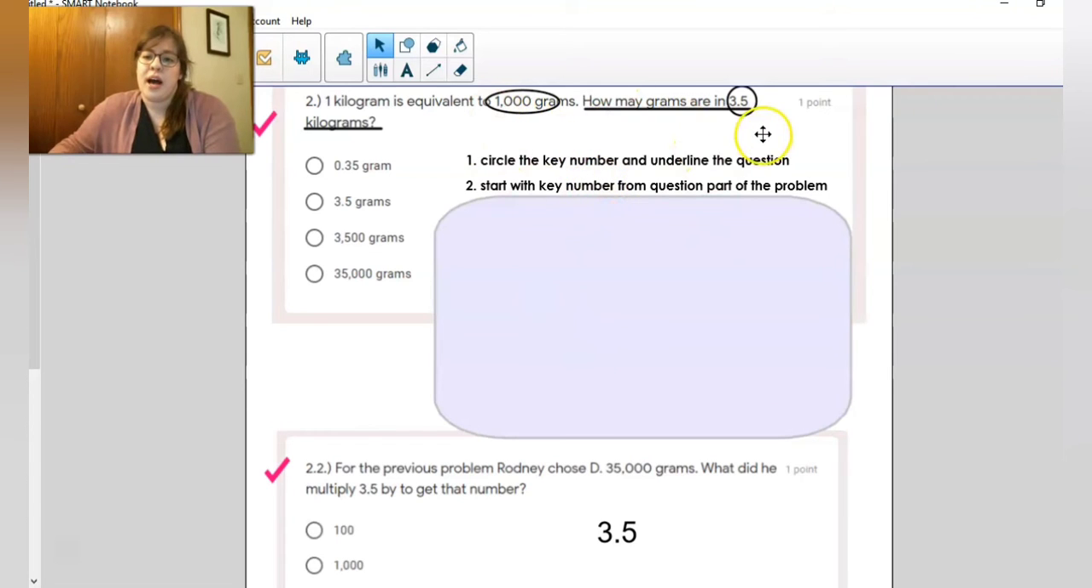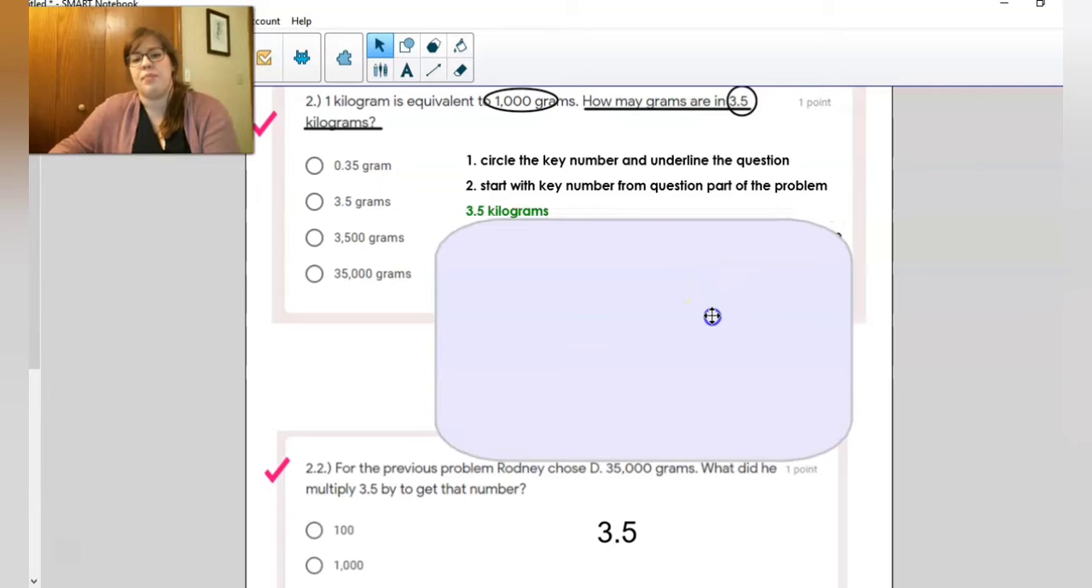So for this one, I circled 3.5 and I circled 1,000 grams because that's going to tell me how many grams are in 1 kilogram. And then I underlined how many grams are in 3.5 kilograms because that's what we need to figure out in this problem. So now that I have this done, I start with the key number from the question part of the problem. From what I underlined, the only number was 3.5.